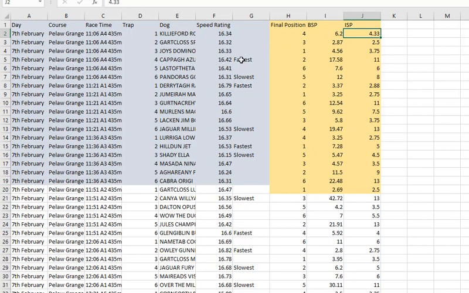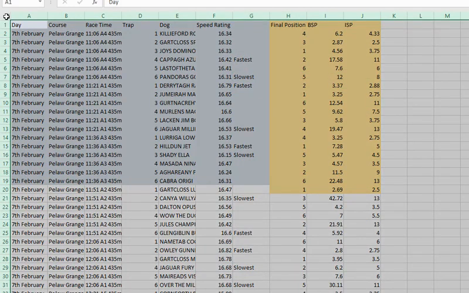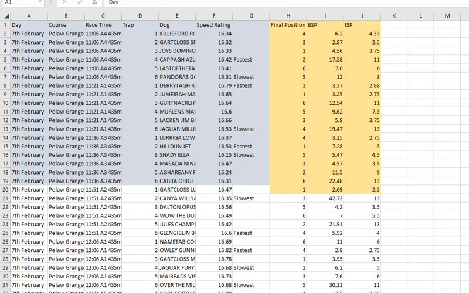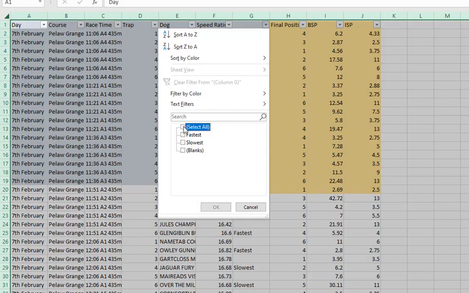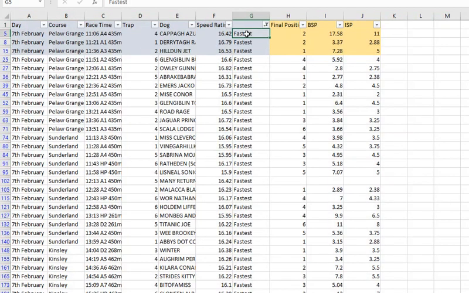So we can see here in this first race, our fastest dog ran second, and it was paying $17. The slowest dog ran 5th, was paying $12. So you can start working out, like if we did a data sort, doing this on the fly here, what we want to select is the fastest. Click on that, and only our fastest dogs come up.